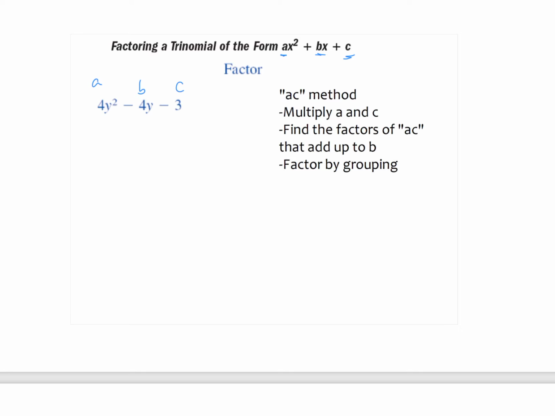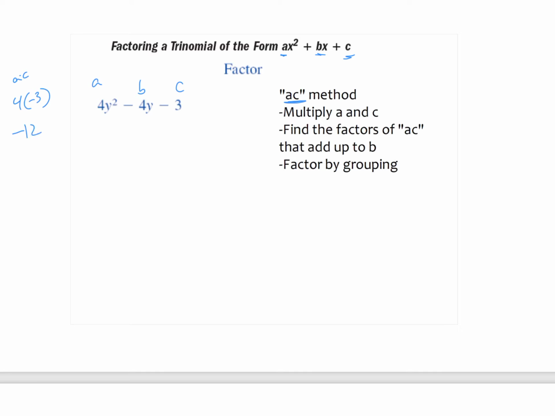I have y's here, x's. It doesn't really matter the variable. I'm going to show you what's called the AC method. So it is to take the value of a and multiply it by the value of c. So there's AC, a times c. That's why it's called the AC method.